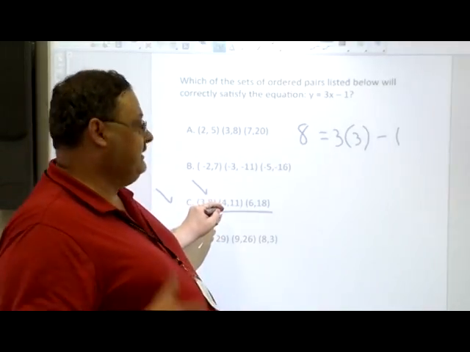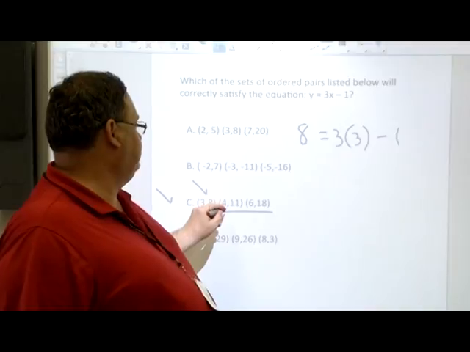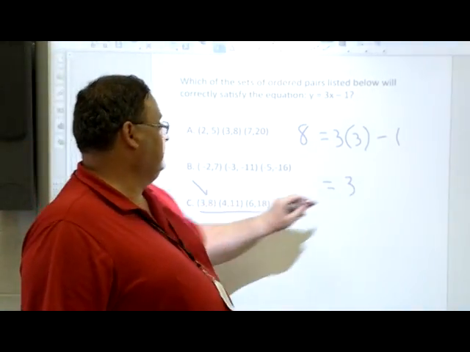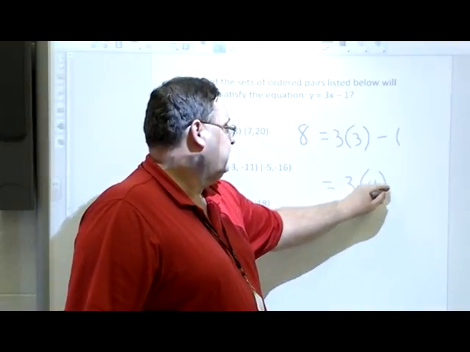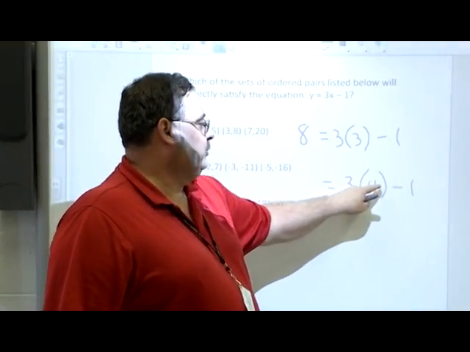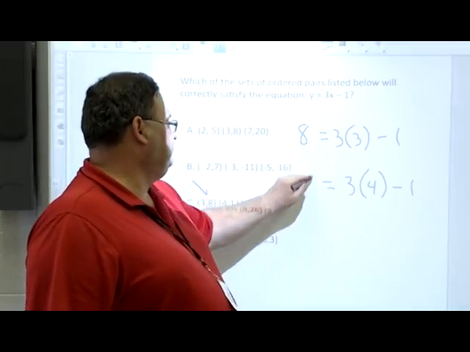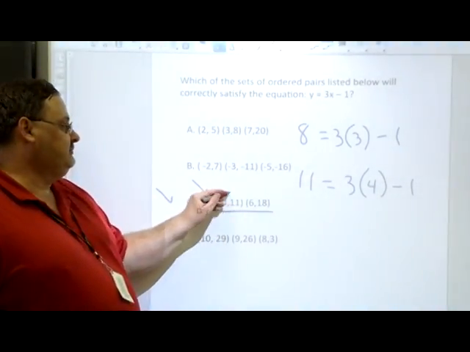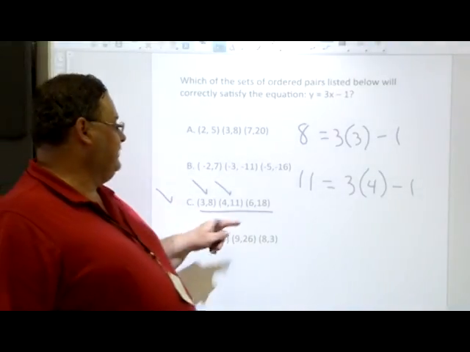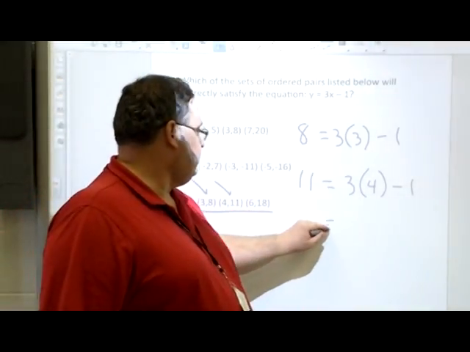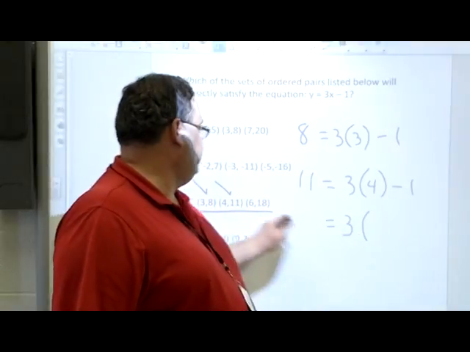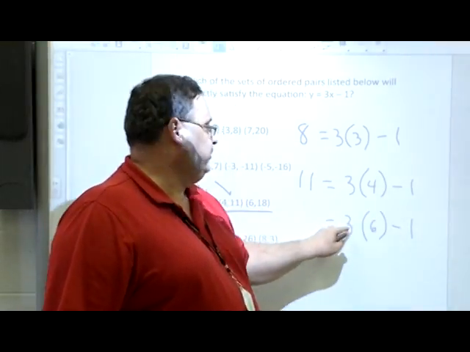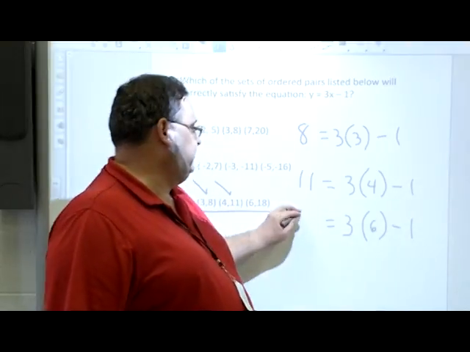Let's look at it again. We have to check each ordered pair and make sure it's a solution. This time I'm going to plug in the 4 for my x. 3 times 4 is 12, minus 1 is 11. I check, and my answer should be 11, and it was, so that ordered pair works. And finally, one more time. My x value is 6, so 3 times 6, minus 1. 3 times 6 is 18, minus 1 is 17.